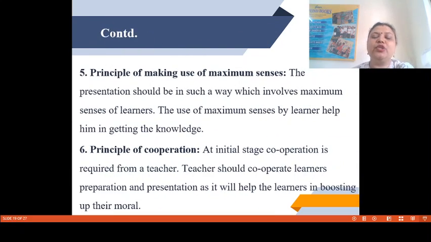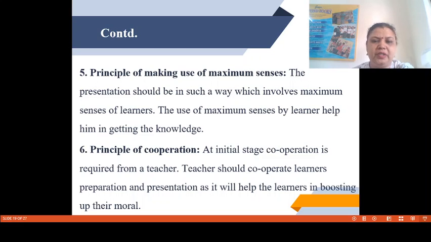Next is the principle of making use of maximum senses. Educationists rightly said that senses are the doors of learning. So it is very essential that while making the presentation, we prepare it in such a manner that it will help the students to use their senses and they will keep that content with them for a longer period of time. The presentation should involve the maximum senses of learners, and the use of maximum senses by the learner helps him in getting the knowledge.